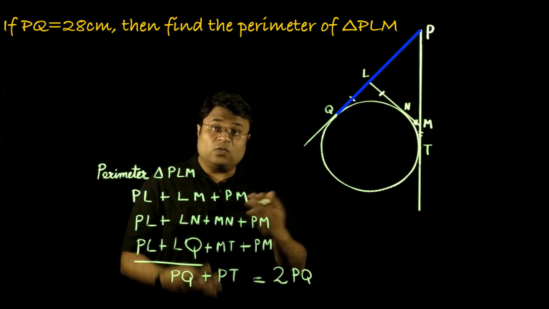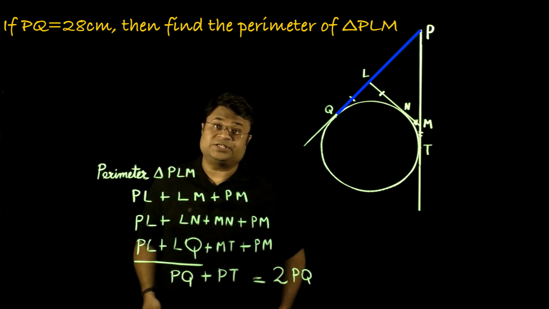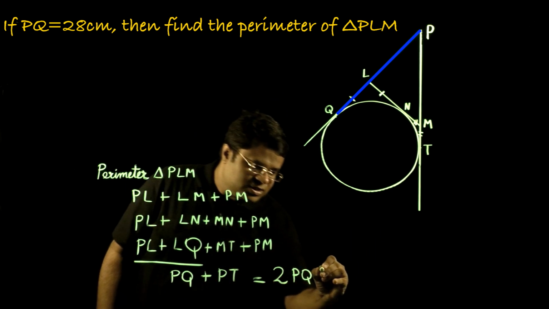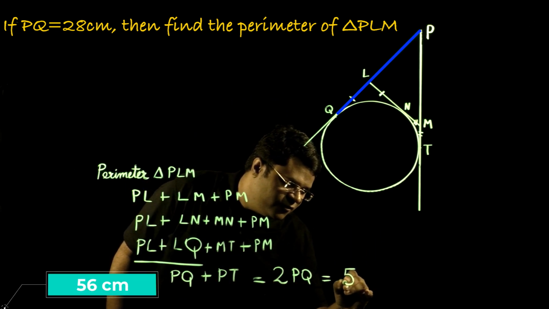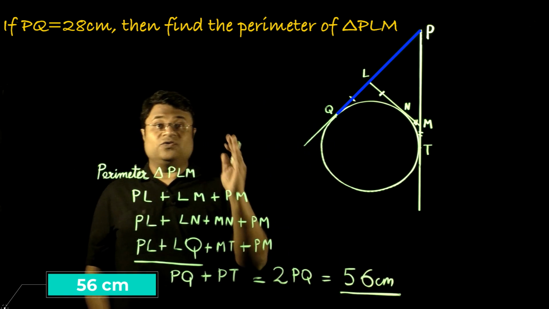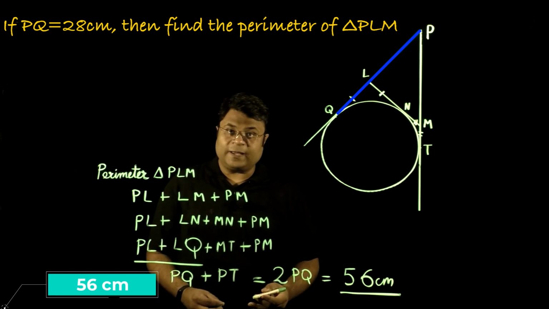Now, do you already know the length of PQ? It's given in the question. Length of PQ is 28 centimeter. This will be a simple 56 centimeter. That is your final answer. Okay.